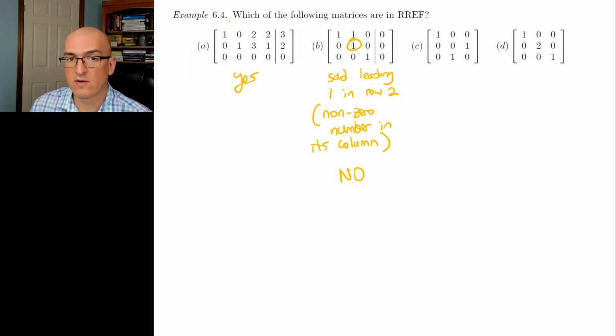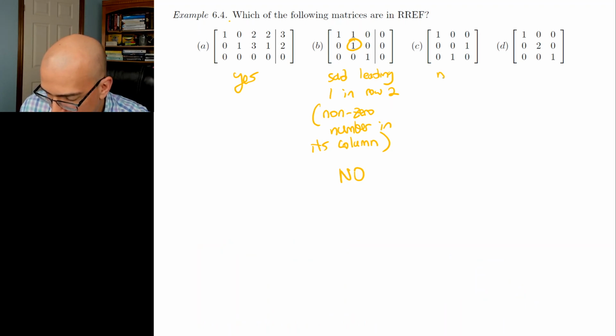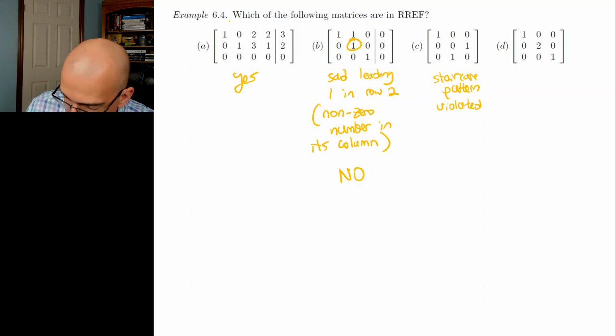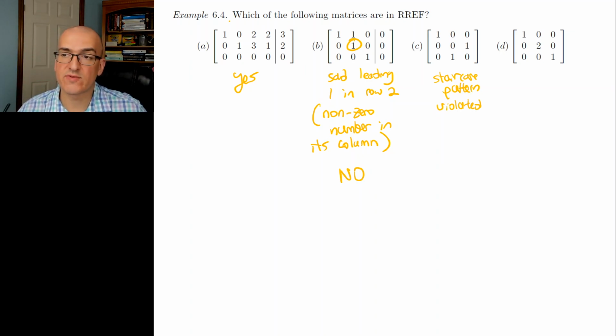Third one, leading one, zeros below and above. Second row, leading one, zeros below and above. And the third row, there's a leading one, zeros above and below. But one of the criteria is being violated, and that's the staircase. So no staircase pattern. Those two elements are in the wrong order. What we would have to do to fully simplify this is swap the order of row 2 and row 3.